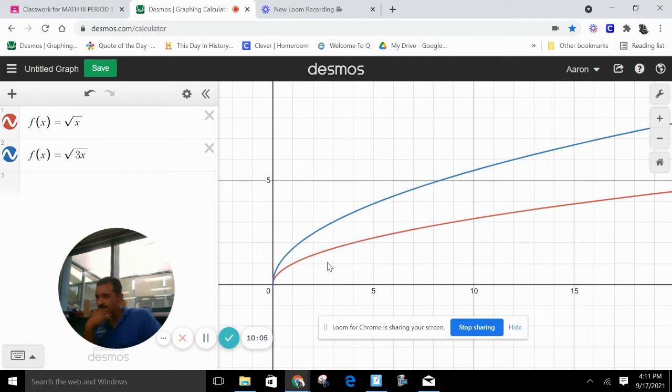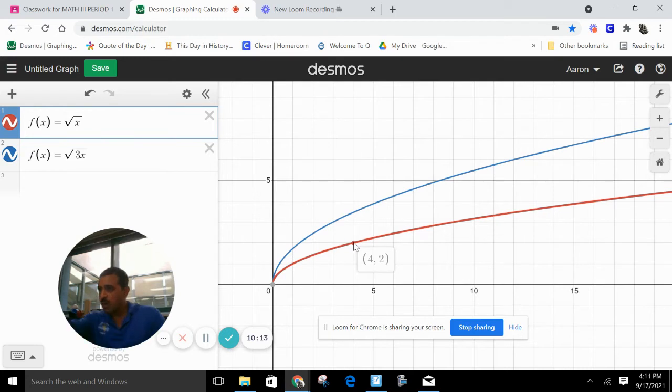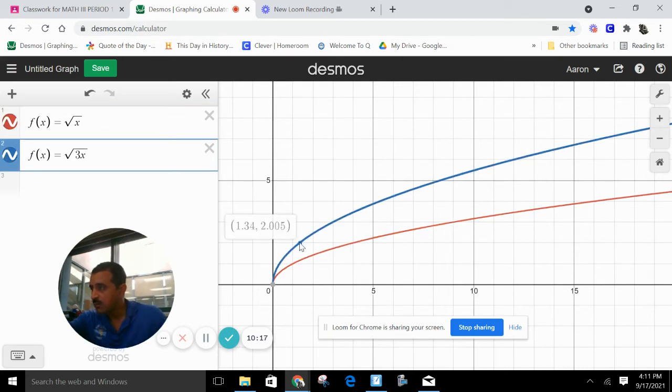And look what happens here. Let me pick a point on the parent function. Look at 4, 2. Where on the blue function was the y coordinate 2? It was right over here. Look at how the y coordinate is 2 right there. So I can hone in on it, it's about right there. There's a y coordinate. It's almost about 2 right there. Notice how the x coordinate is 1.3.